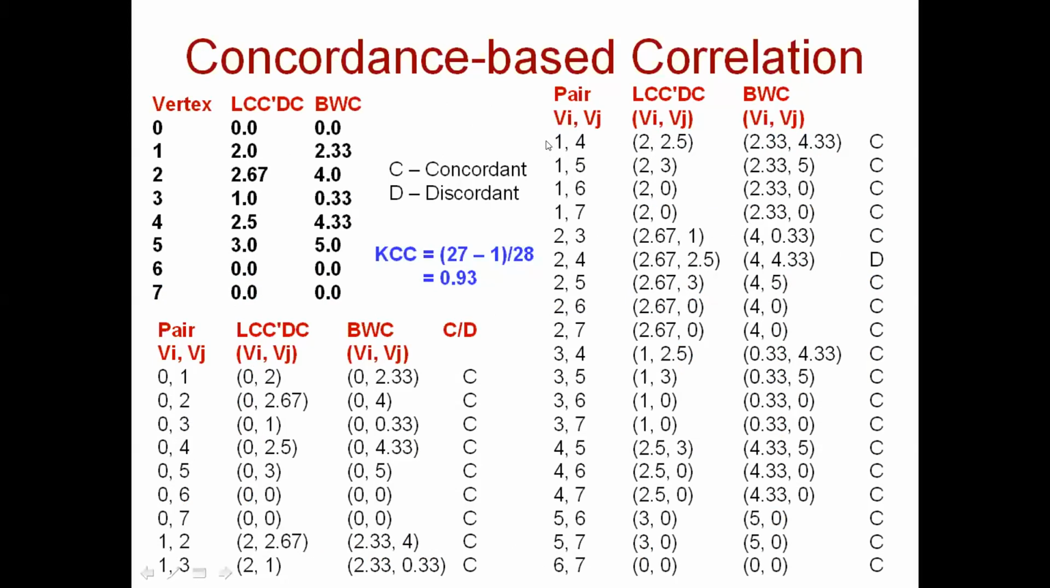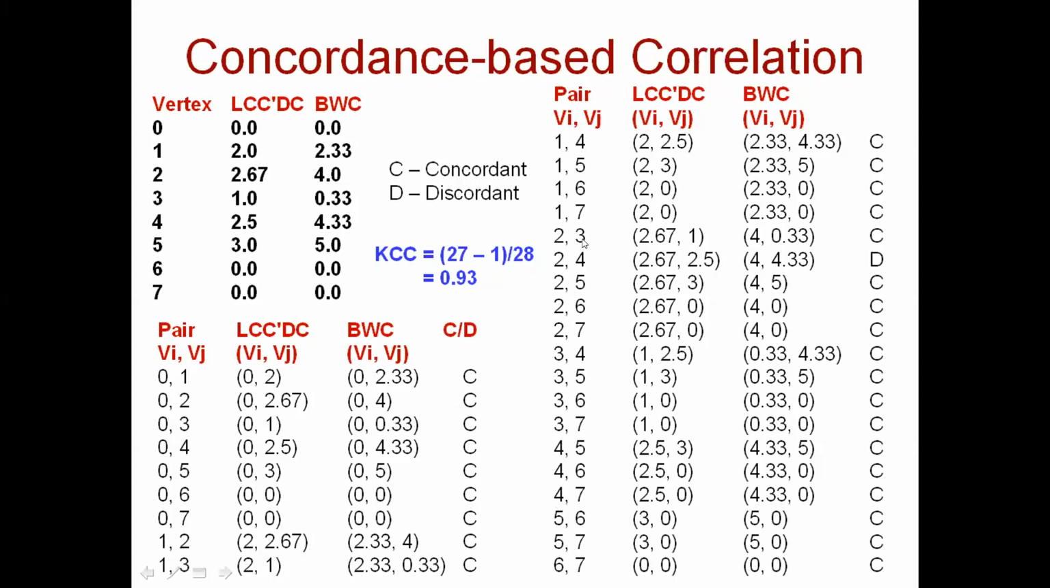So LCC prime DC of 1 is less than the LCC prime DC of 4. What can we say about the betweenness of 1 and 4? Is the betweenness of 1 also going to be less than the betweenness of 4? And we see that here. The betweenness of node 1 is 2.33 and betweenness of node 4 is 4.33. And that's true. So if the LCC prime DC of Vi is less than of Vj, the betweenness of Vi is also less than Vj. Such a pair of vertices are called concordant pairs.